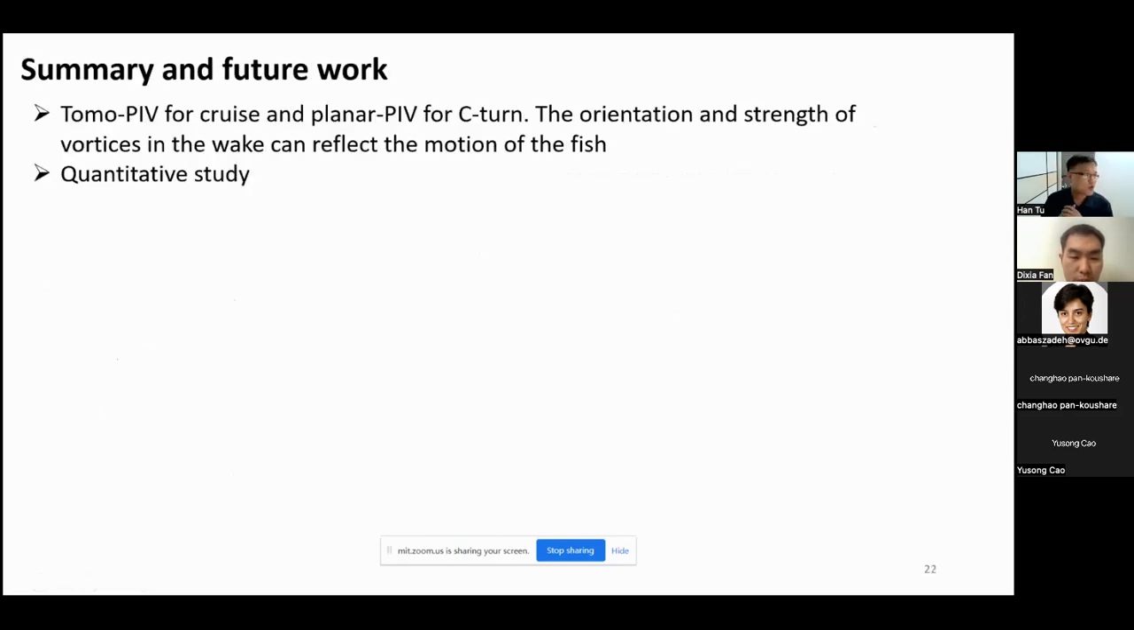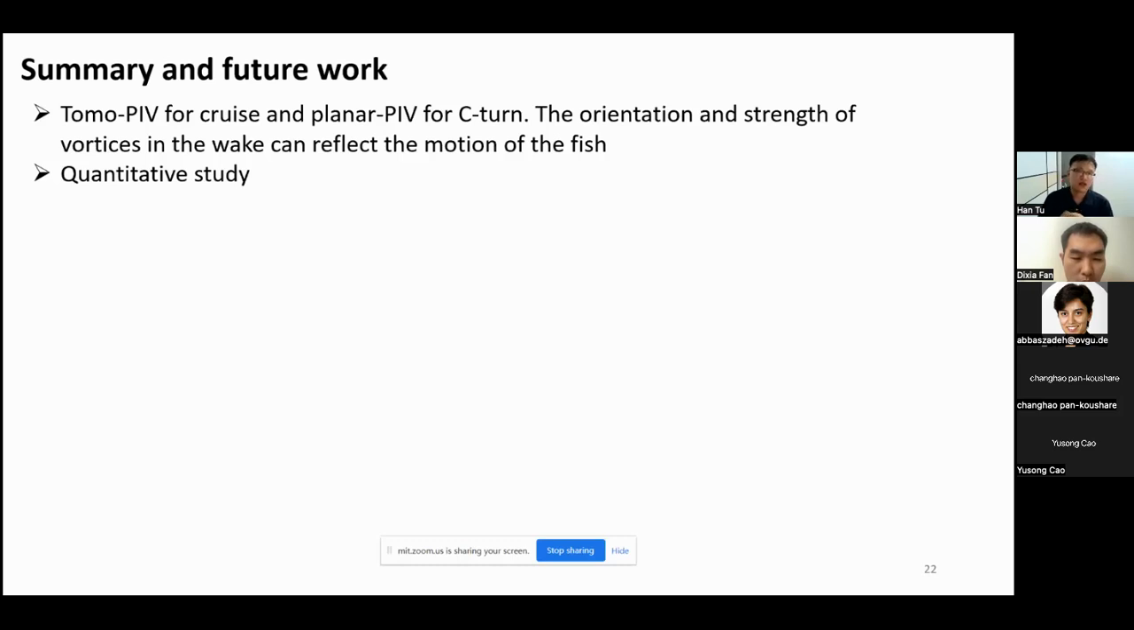So the summary and the future work. We used Tomo PIV to observe instantaneous 3D wake structures of a live fish and compare those results to previous non-instantaneous results like time average and phase average. So the overall wake structures are similar, but there still exist some significant differences. And we also use planar PIV and FTLE to study the evolution of the coherent structures during a C-turn maneuver.